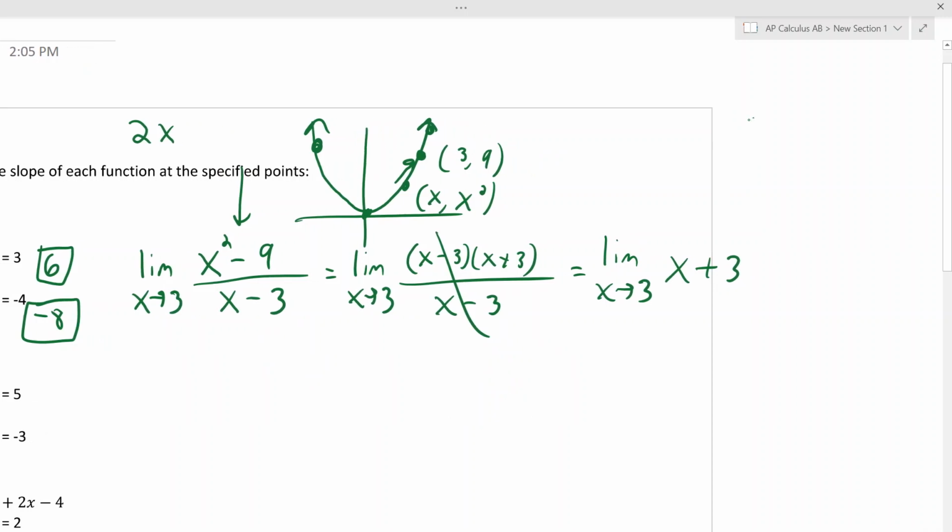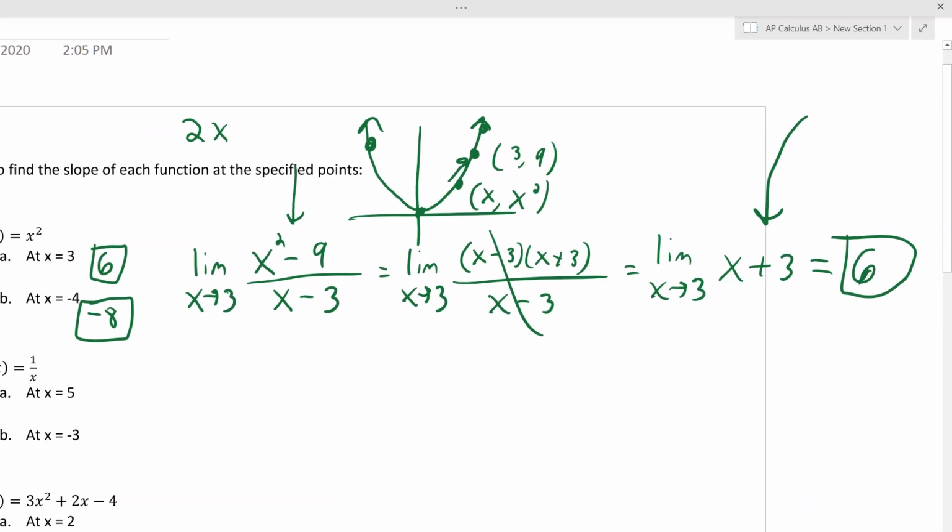So I want to know what happens to this thing as we bring x really close to 3. What does it approach? And you can imagine if I plugged in like 2.99999, I would get 5.99999, which is super close to 6. And the closer I move x to 3, the closer this thing gets to 6. And that's what we say the slope is. And we knew that anyway because it was 2 times x is our slope, for x squared.